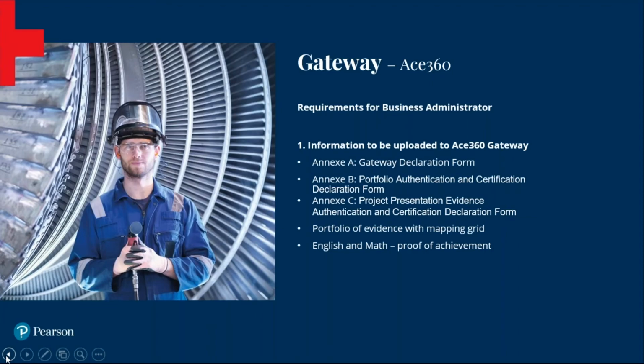So in terms of Gateway, what needs to be uploaded? We have our annexes, A, B, and C. All three of these need to be signed, dated correctly, and uploaded with all boxes completed. The portfolio of evidence for the interview with a mapping grid should also be uploaded here, and the folder should be easily accessible. The apprentice can only use information that has been uploaded to ACE for their portfolio interview. So it is important that these are the final documents that are required for the endpoint assessment. And then proof of English and maths achievement.